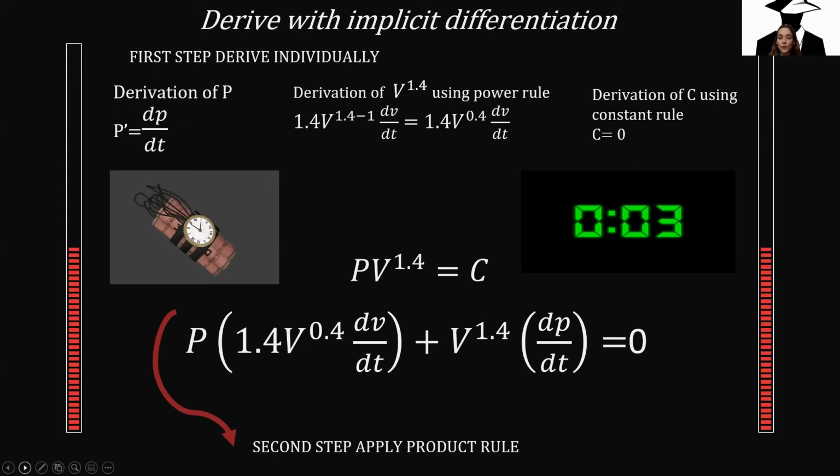The first rule we're going to use when differentiating the equation as a whole is the product rule. We know that P times the derivative of V to the 1.4, which is 1.4 times V to the 0.4 times dV/dt, plus V to the 1.4 times the derivative of P, which is dP/dt, as I said before, equals the derivative of C, which is 0, because again, it is a constant. When we apply our product rule, this is what it gives us.